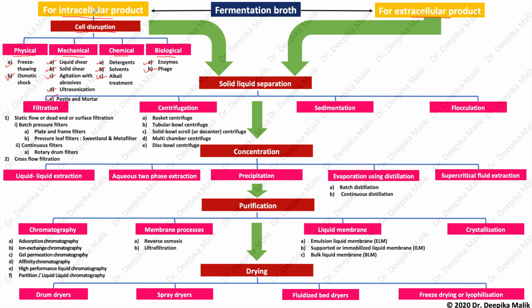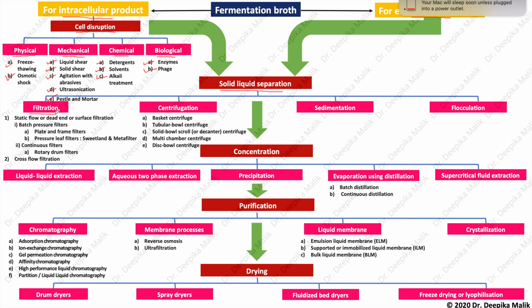Now in case of intracellular products, after the cell disruption method has been applied, the components are ready for stage 1, that is solid liquid separation, whereas the first step in extracellular product recovery is the separation of whole cells or biomass and other insoluble ingredients from the culture broth. Now this solid liquid separation can be achieved through filtration, which is the removal of solid particles from a fluid by passing the fluid through a filtering media on which solids are deposited.